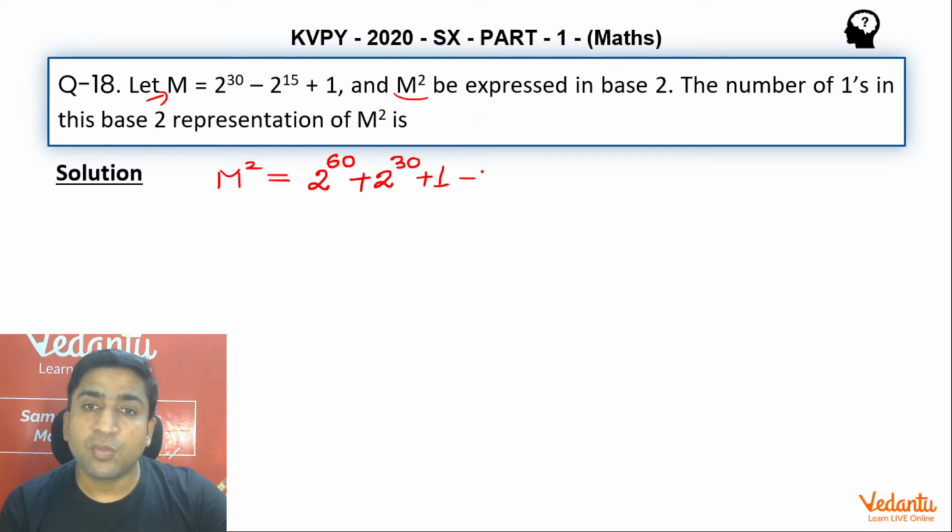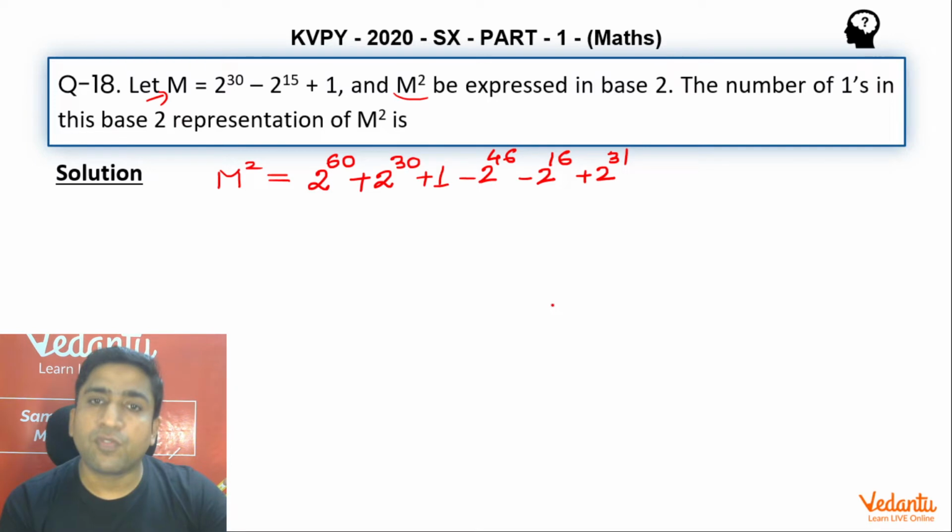Practically it's going to be 2 to the power 46 with a minus sign, and going ahead, minus 2 to the power 16, and going ahead with that, it will be 2 to the power 31 overall. I hope that everyone of you will be perfectly fine.